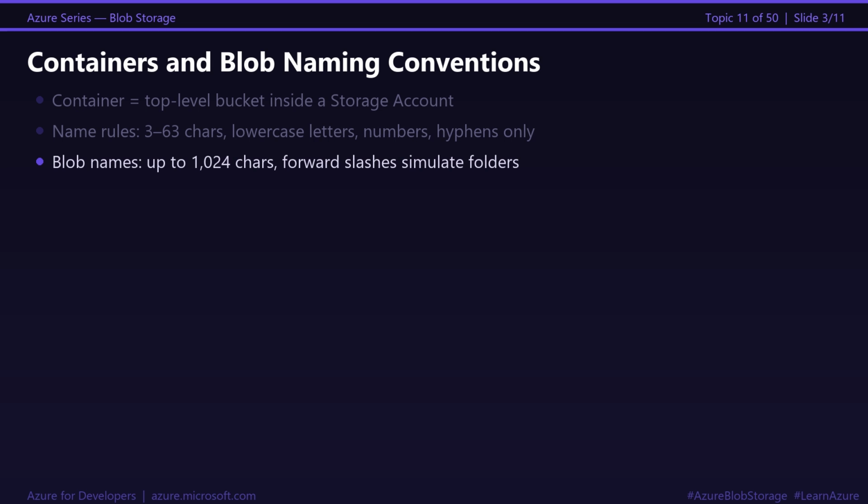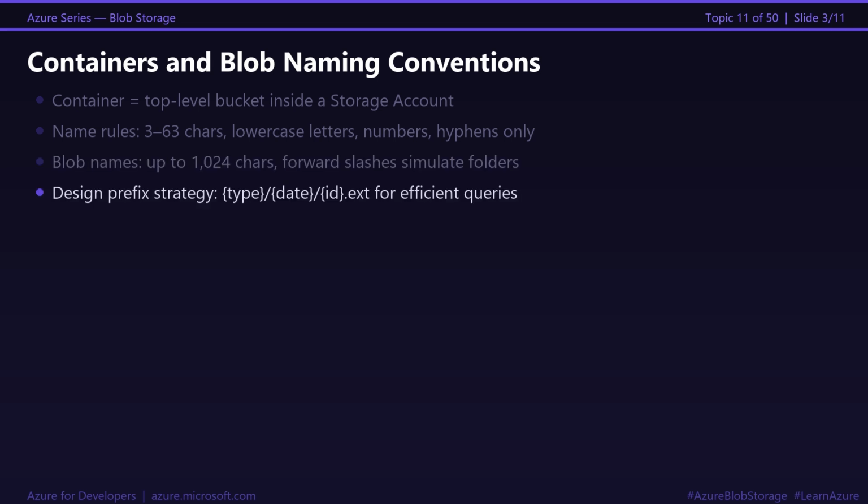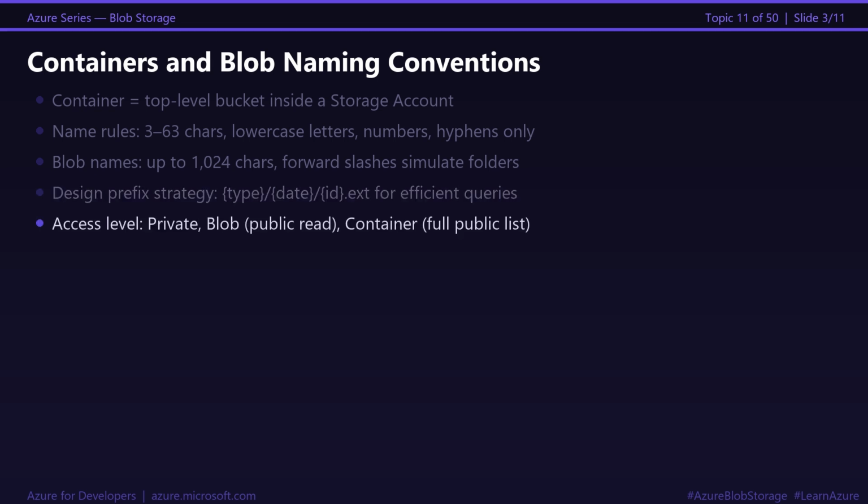Blob names can be up to 1024 characters and can contain any Unicode character including forward slashes. Those forward slashes create a virtual folder hierarchy in the Azure portal and SDK. A blob named uploads/2024/05/user123/photo.jpg appears in a virtual folder structure in Storage Explorer, but the underlying name is the entire string. When you list blobs with a prefix of uploads/2024/05/ you get all blobs in that virtual month folder efficiently.